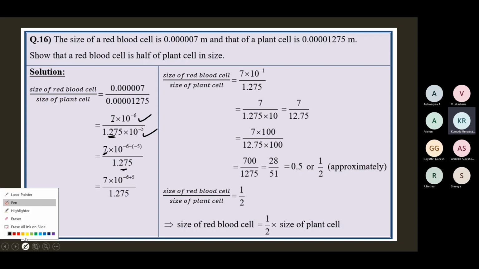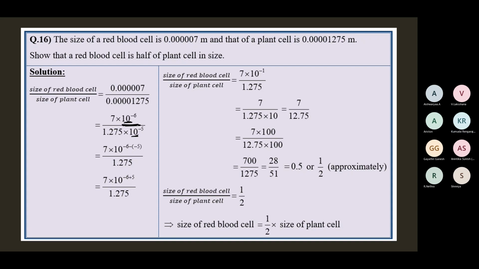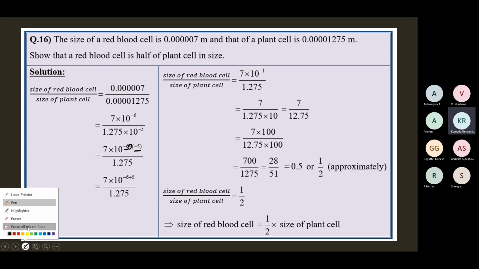We use the law of exponents. What does the law say? When bases are same and it's division, we subtract the powers. So base 10, and it's division, so we subtract the powers. So it becomes 10 to the power minus 6 minus 5. Minus 6 is the power, minus 5 is another power. You need to subtract the powers, so take a minus sign in the middle, because you'll have to subtract the powers.